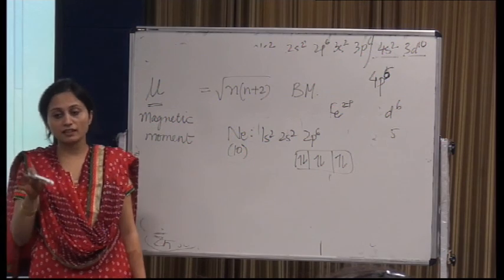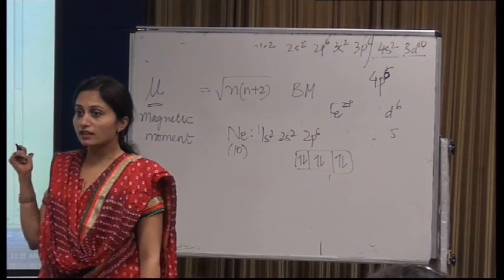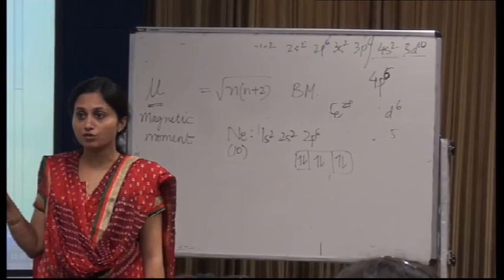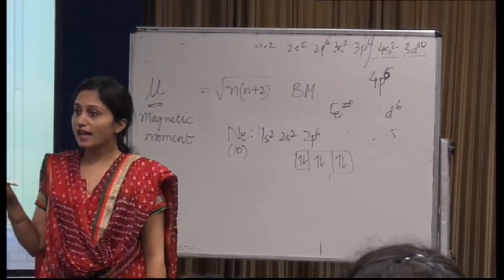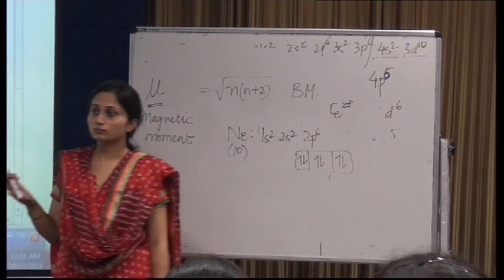And paramagnetic substances are the ones which possess magnetism. And what is the magnetism for the elements? You can easily find out, because now you know how to do the electronic configuration. That is under root of n into n plus 2. Clear to everyone?